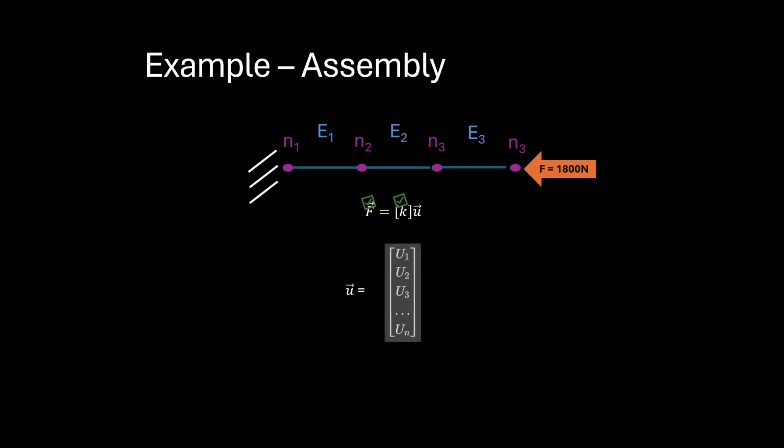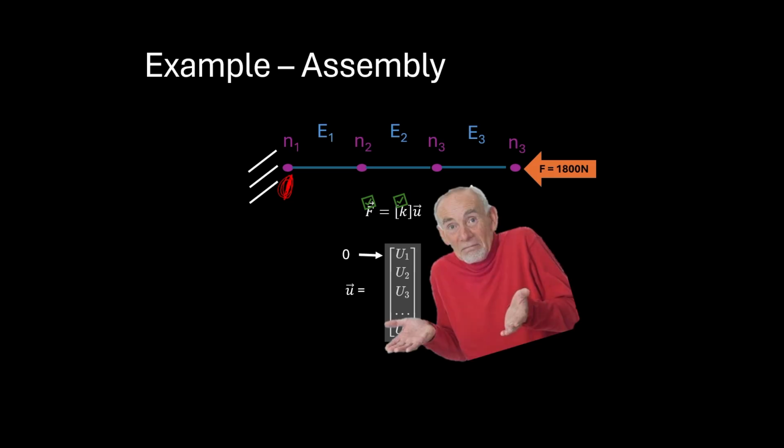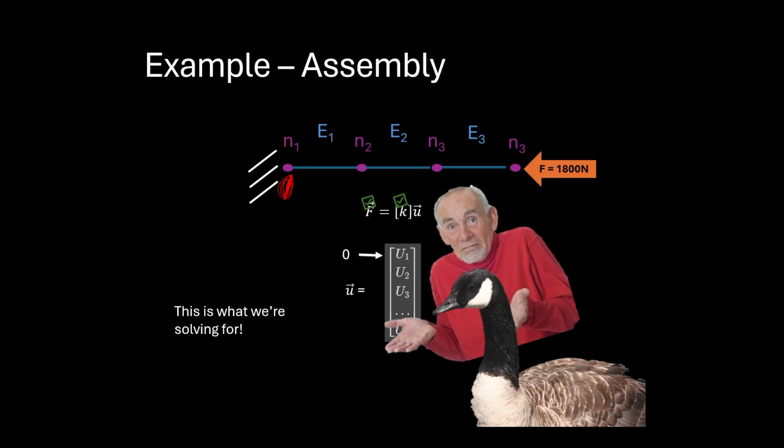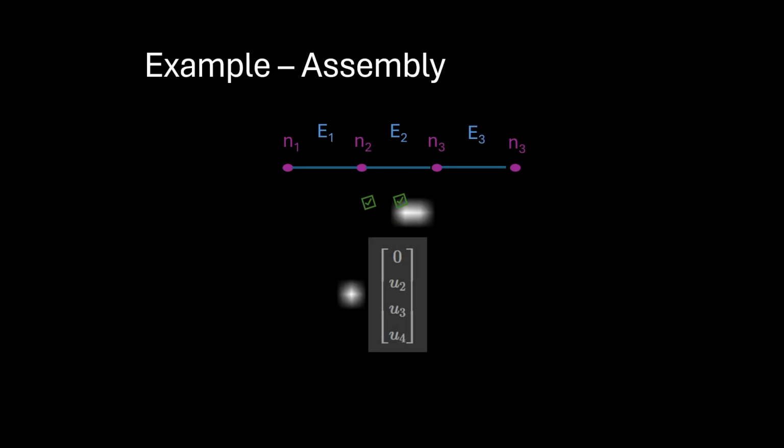Now let's find U. On the left-hand side, we know this one isn't going to move because it's fixed, so we can put a 0 in for U1. And the rest of these, I don't know. That's actually exactly what we're solving for. So if you think I was just going to plug these in, then you're a silly goose. With that, we're just going to leave these as variables, and we're going to solve for those. So our U vector is finished. Let's move on and solve.